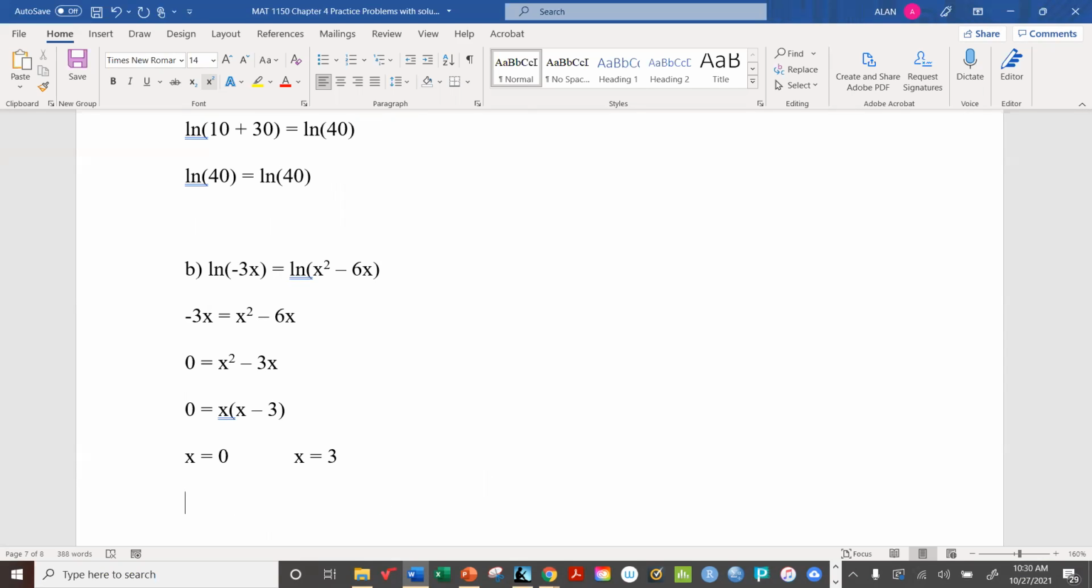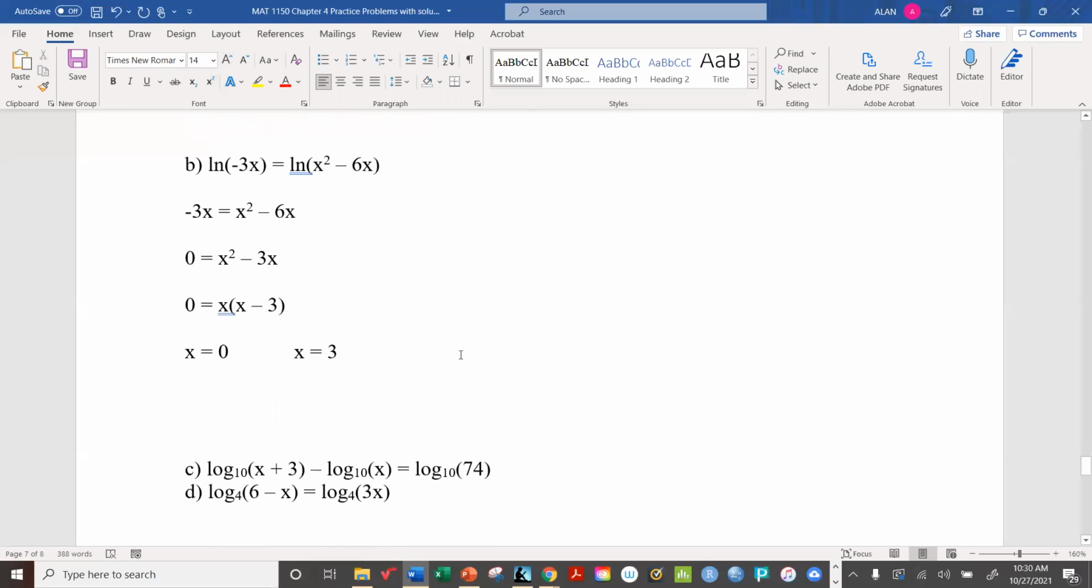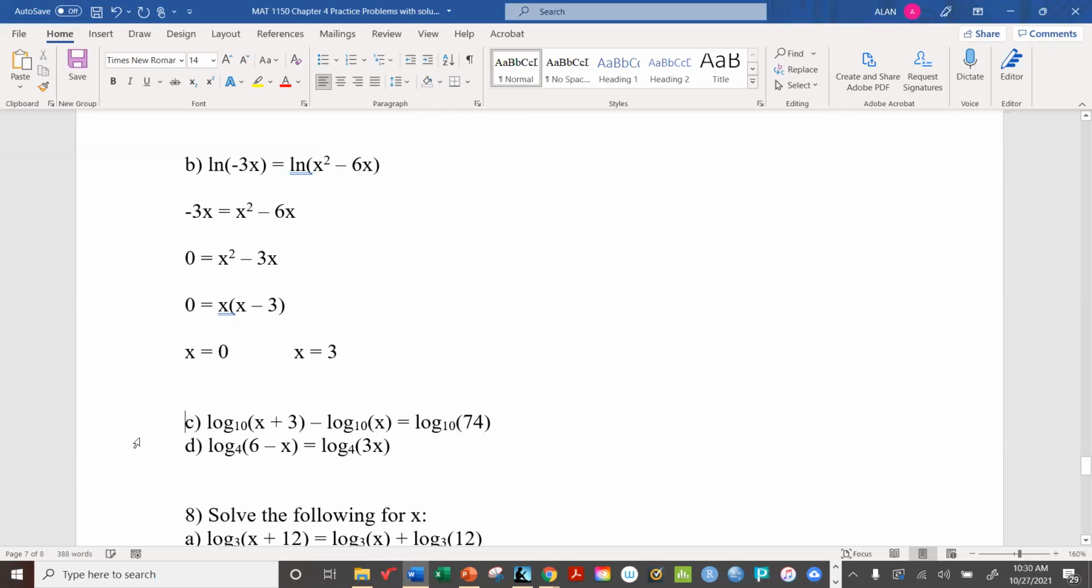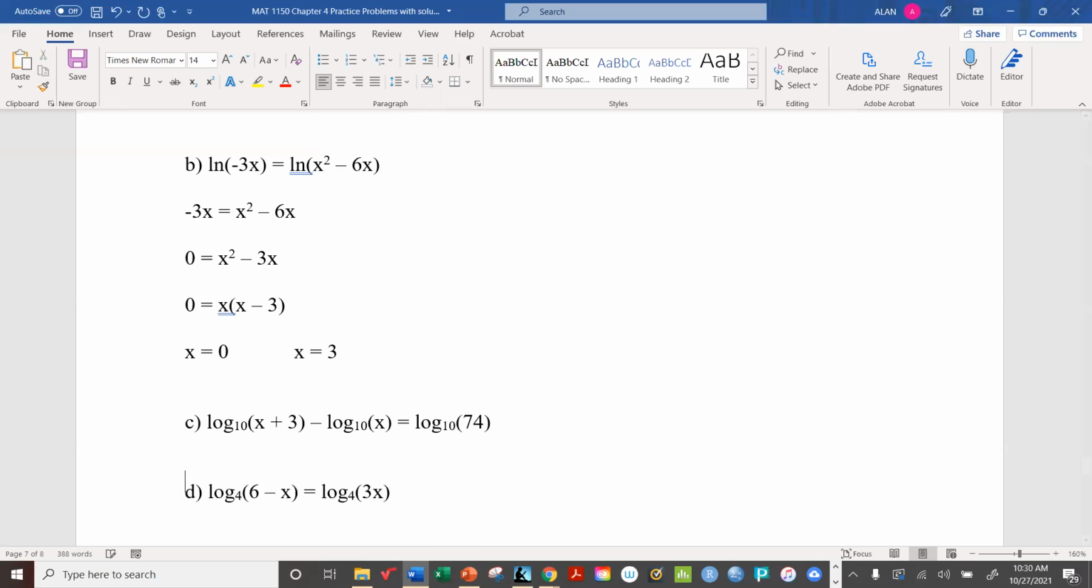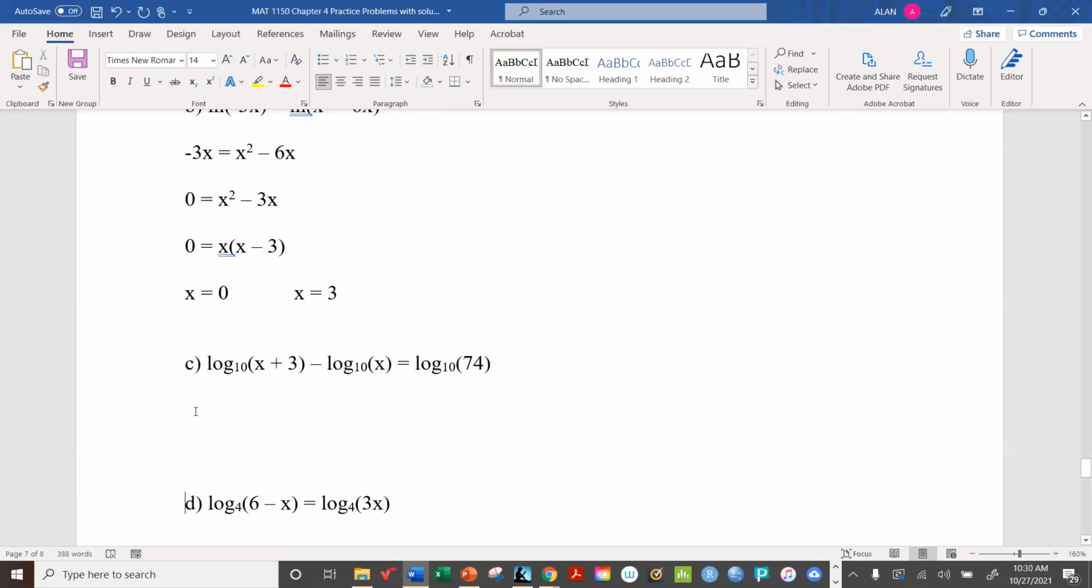If you double check them each individually, you'll see that both of these do in fact satisfy this equation. This time there happen to be two values of x that both satisfy it. Now here, again, we have the same scenario. Even though it's not natural log, it's log 10. That's all it takes for us to conclude that we can just write this as x plus 3 minus x equals 74. So there, oh, wait a minute.